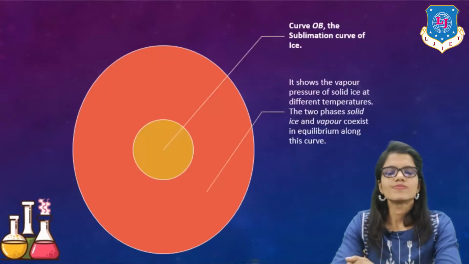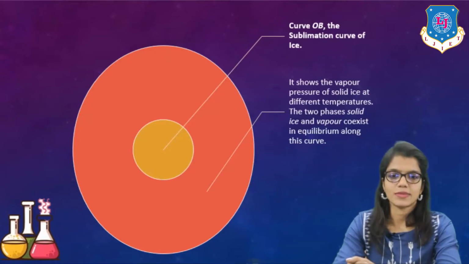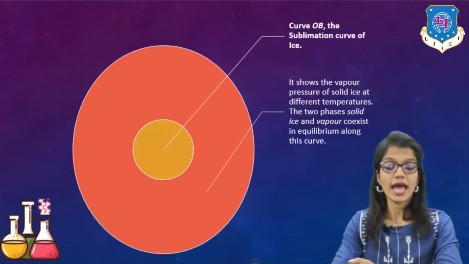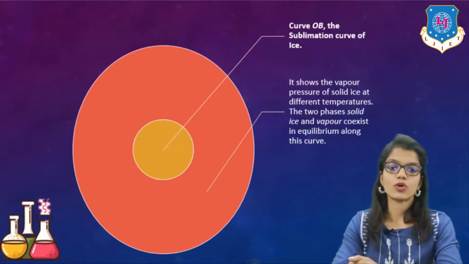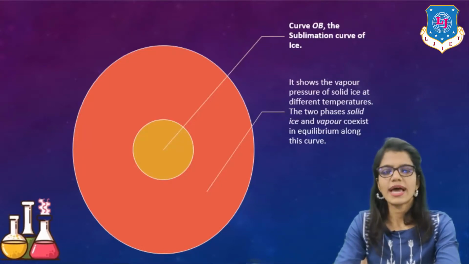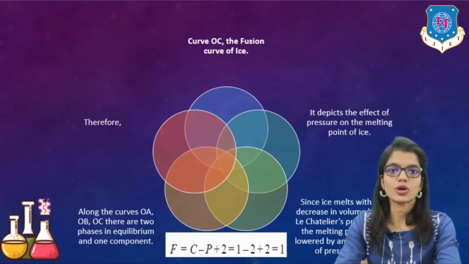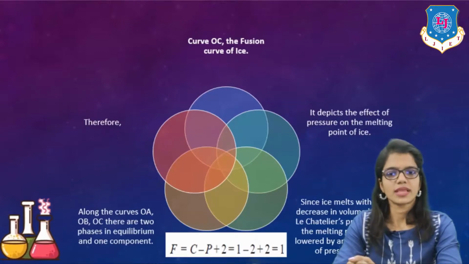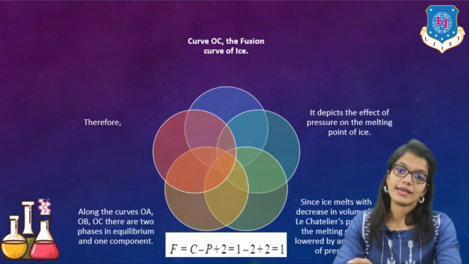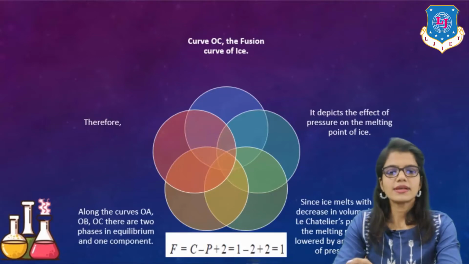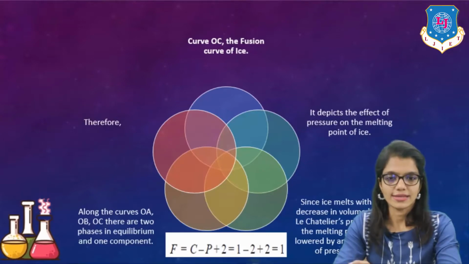Right? Now, the second curve is curve OB, which is the sublimation curve of ice. It shows the vapor pressure of solid ice at different temperatures. The two phases, solid ice and water vapor, coexist in equilibrium along this curve. As you know, sublimation is conversion from solid to gas directly. The third curve is curve OC, the fusion curve of ice. It depicts the effect of pressure on the melting point of ice.